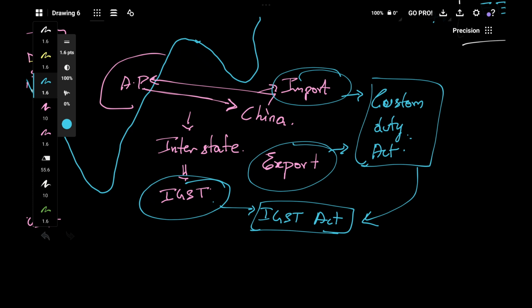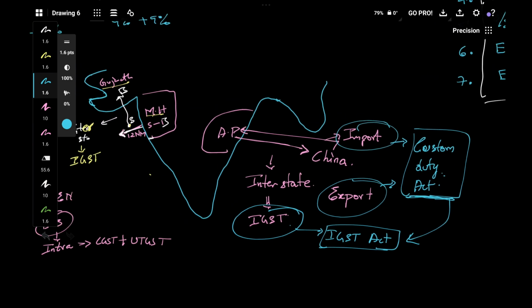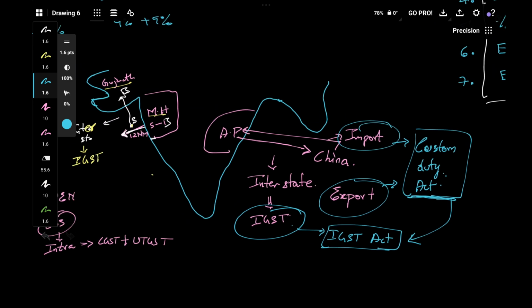These exports and imports are included in GST. Customs duty will take the burden of them and they'll levy their own tax. So yeah, don't worry about them. So I hope you are clear with exports and imports. It is not covered under GST.